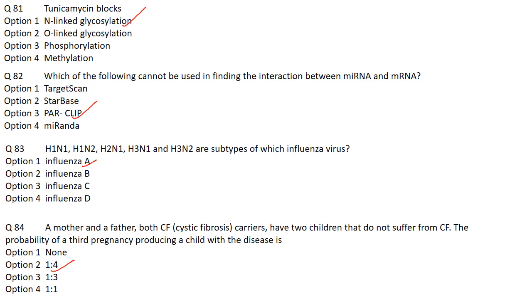A mother and a father, both cystic fibrosis carriers, have two children that do not suffer from cystic fibrosis. What is the probability of a third pregnancy producing a child with the disease? So mother and father, they do not suffer from cystic fibrosis. But if they are heterozygous, then there is a chance that 1/4 of the children will have cystic fibrosis. So answer is option 2, that is 1:4.